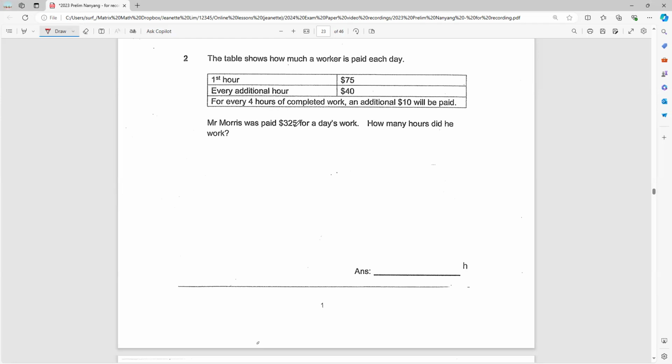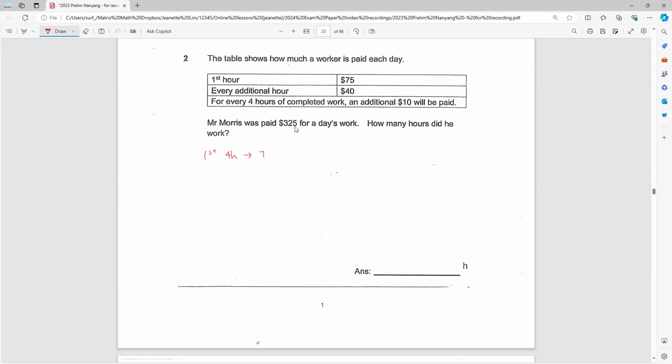Okay, so first let's group the 4 hours first in a group of 4 hours. There is a difference between the first 4 hours and the subsequent 4 hours, because in the very first 4 hours, the first hour is counted as 75. Only the first group of 4 hours.